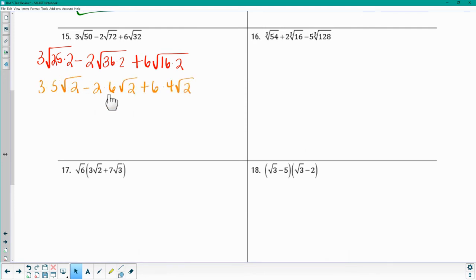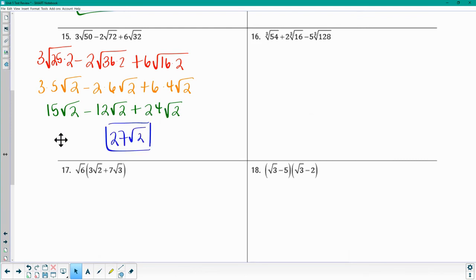a 6 is going to come out, and a 4 is going to come out, leaving me with the same radical. And in order to add and subtract, we have to have the same radical in every single term. So I have square root of 2 in all three terms. Once I have that, I can go ahead and just do the addition and subtraction of the coefficients. So 15 minus 12 plus 24 is going to give me 27 square roots of 2.